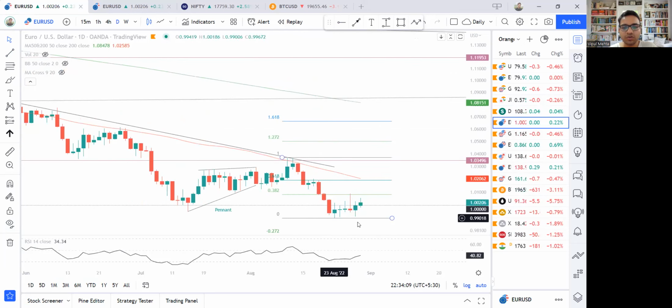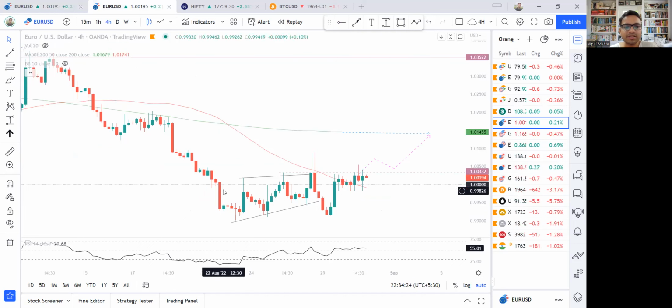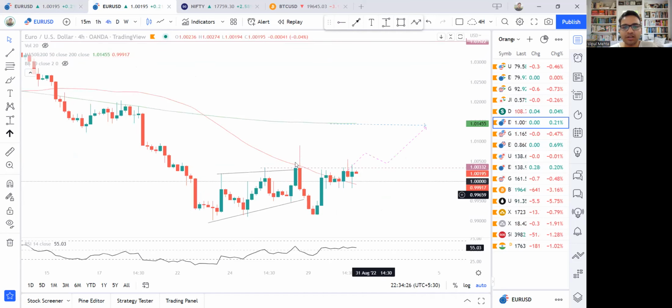So the euro has been basically fighting at one. One is the parity zone. The price has officially closed below one on the daily time frame, and then it has started to go sideways since then. The same is what we can see on the 4-hour chart here. But interestingly, we were looking at this yesterday. So this is where we were yesterday.